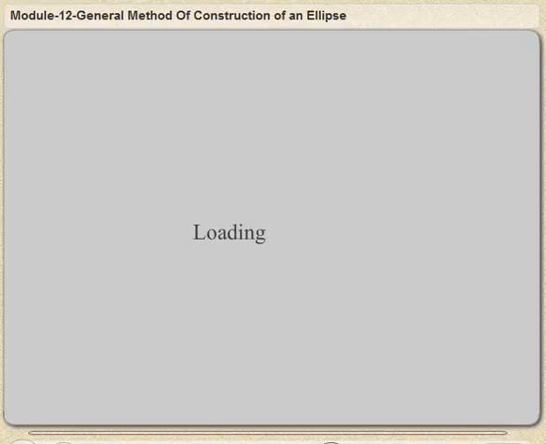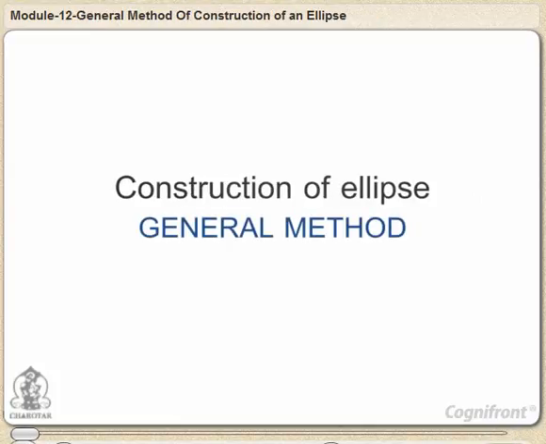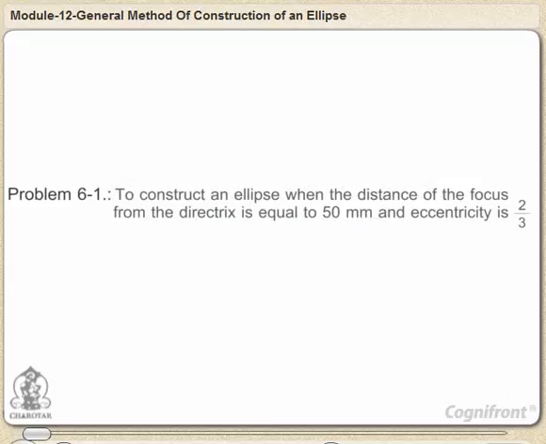General method of construction of an ellipse. Problem 6.1. To construct an ellipse when the distance of the focus from the directrix is equal to 50 mm and eccentricity is 2/3.